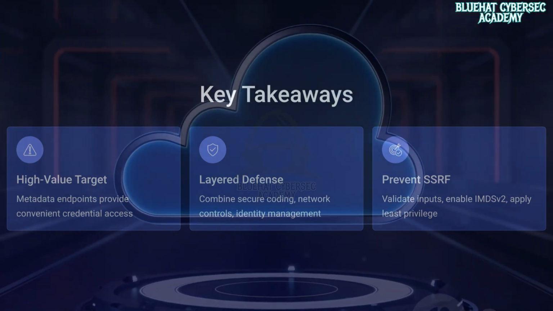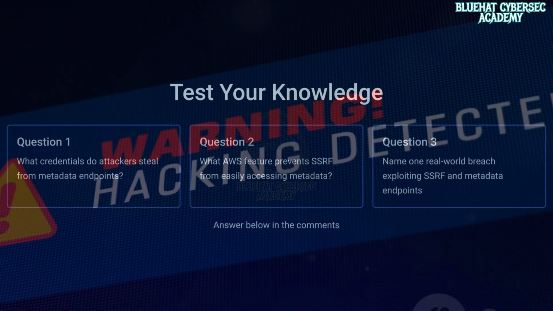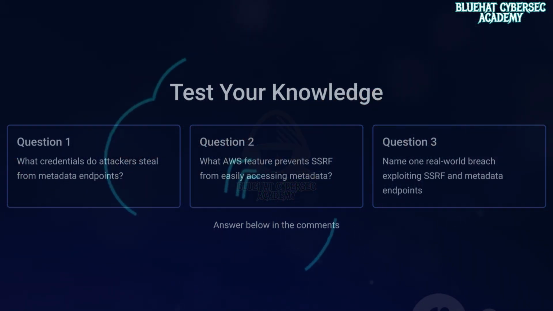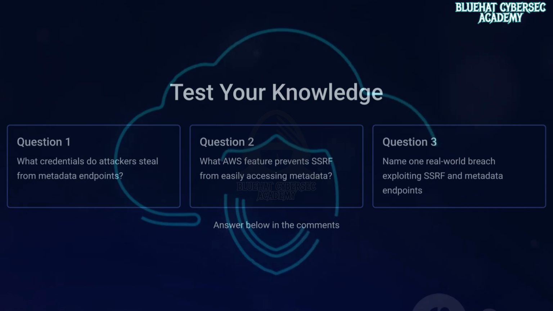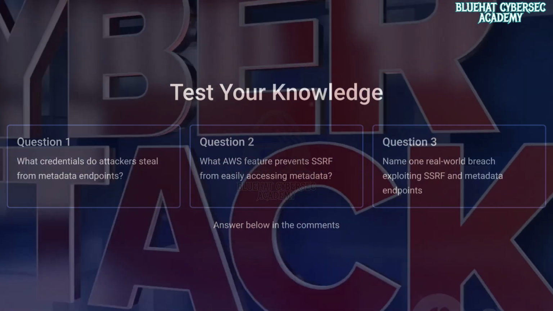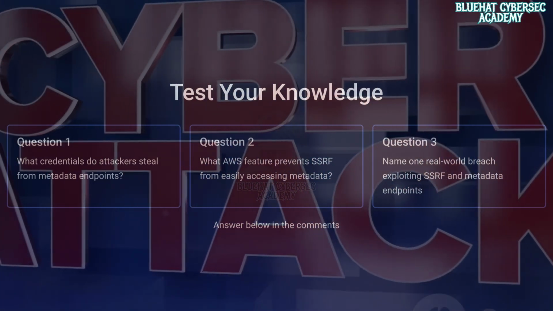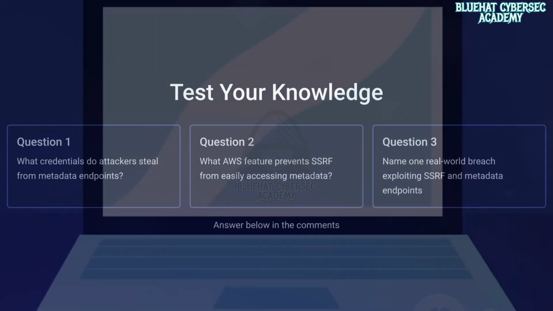Now here's a little interactive challenge for you. First, if an attacker can access the metadata endpoint, what type of credentials are they trying to steal? Second, what cloud service feature can you enable on AWS to prevent SSRF from easily accessing metadata? And third, can you name one real-world breach where SSRF and metadata endpoints were exploited? Think about your answers. They're all right here in this video.